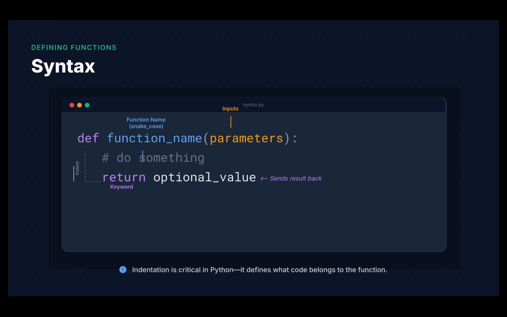Here is the introduction of the structure of function definition. It starts with the keyword def, followed by the function name, then the parentheses for parameters, a colon, and an indented body. If the function sends a result back, it uses return. So remember about indentation. It's important in Python because indentation is not just style. It defines the code belongs inside the function.